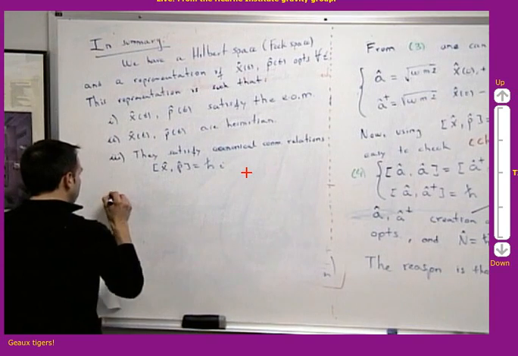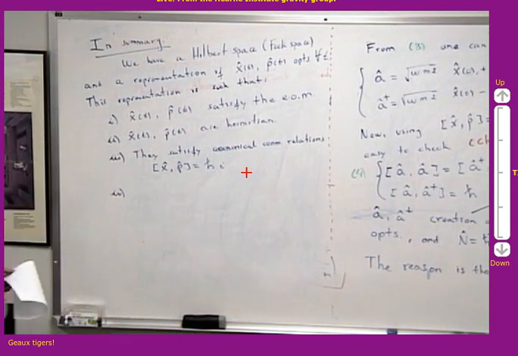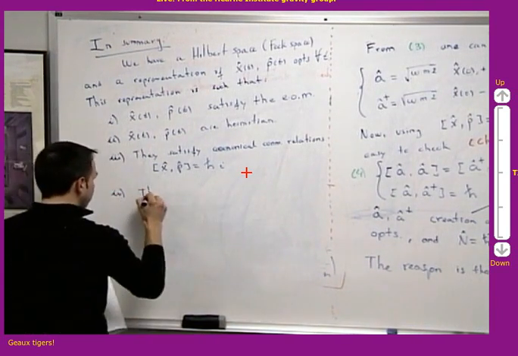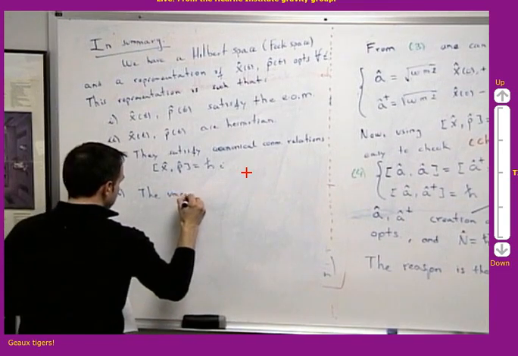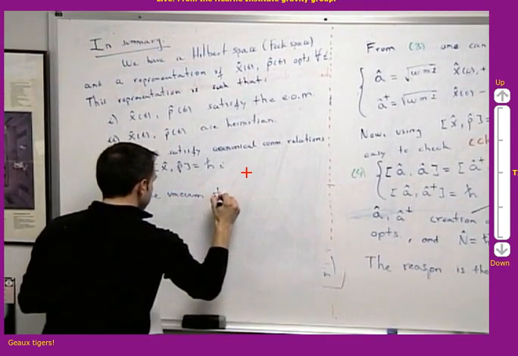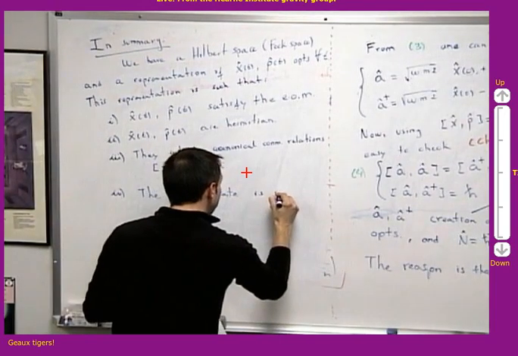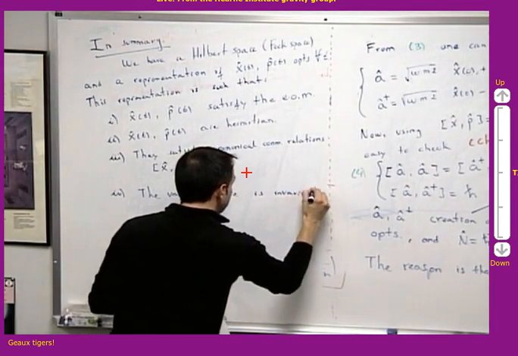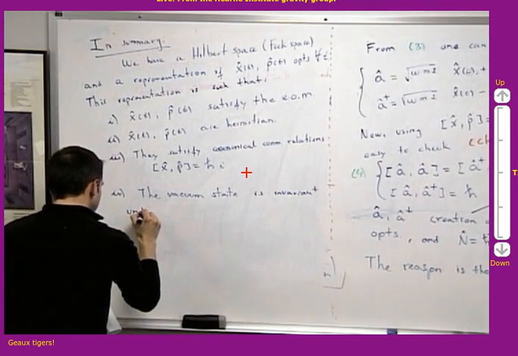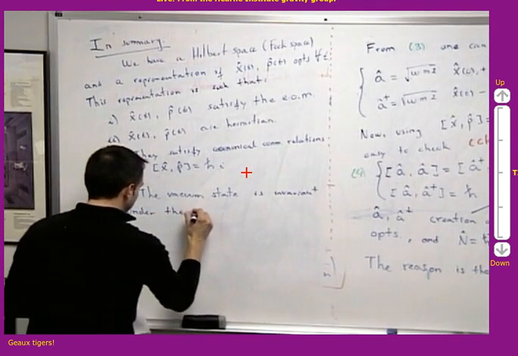And the last property, if you want, is that the vacuum state is invariant under the symmetries of our system.